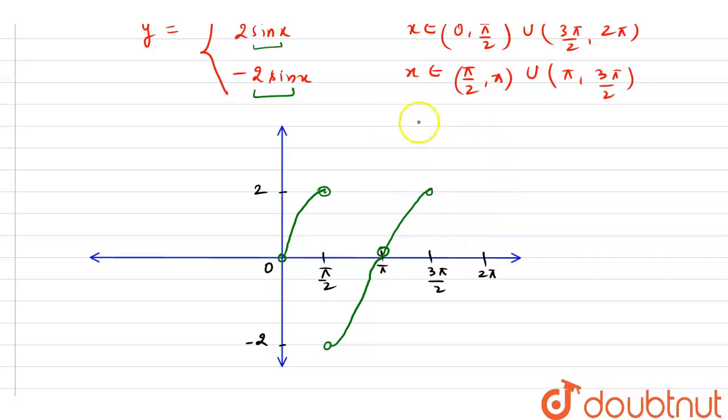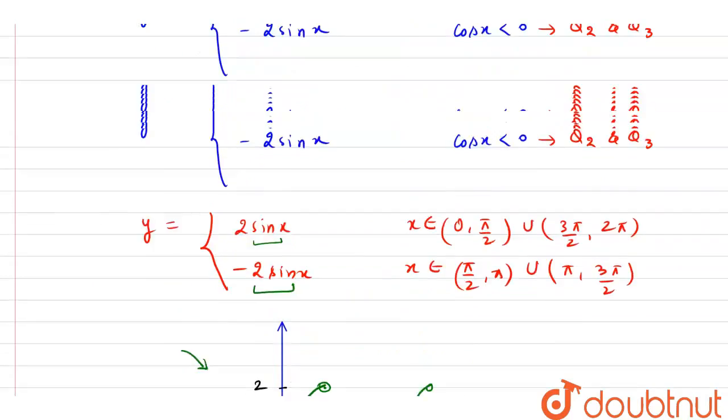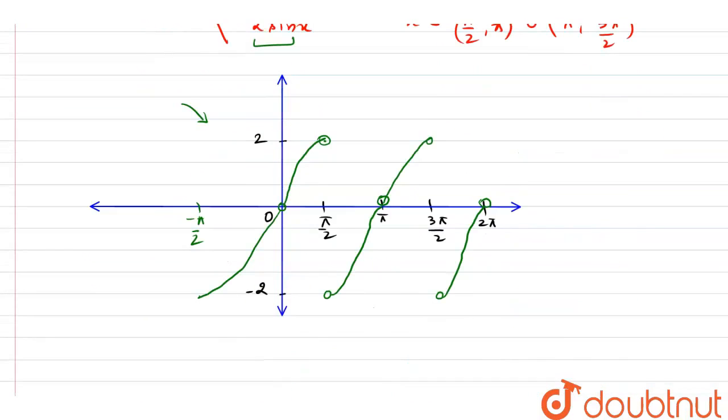Now for 3 pi by 2, sin 3 pi by 2 is minus 1, so this is minus 2 here. Now for 2 pi, if you put 2 pi, you will get 0 again. Now the graph will go like this. Similarly, if you put minus pi by 2 here, then your graph will be like this, right? So this is the graph of y equals sin 2x under root 1 plus tan square x.